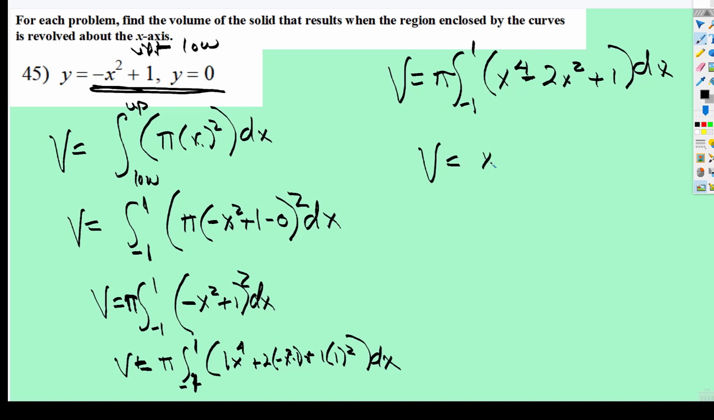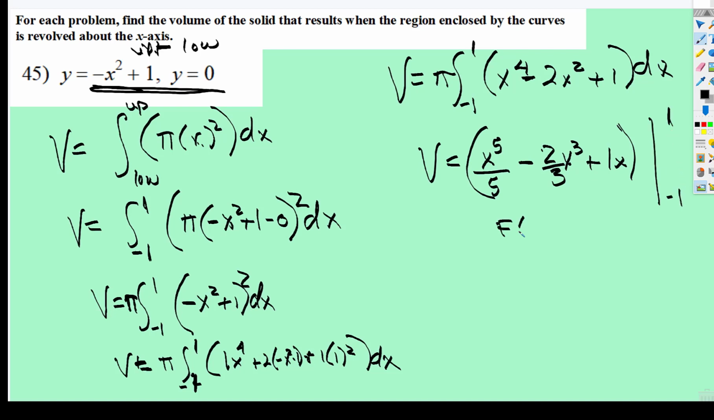And now you're ready to integrate. So this x to the fourth, when we integrate, becomes x to the fifth, because when we add 1 to the 4, we get 5. So we're going to divide by 5. We add 1 to the 2, we get 3. So that becomes 2/3 x cubed plus 1x. And all of that is from -1 to +1. So you're going to do f of 1 subtract f of -1. Oh, and look what I almost forgot. It's very important. You're going to lose a couple points if you don't remember that. You need to remember the constant that we pulled out gets put right there.